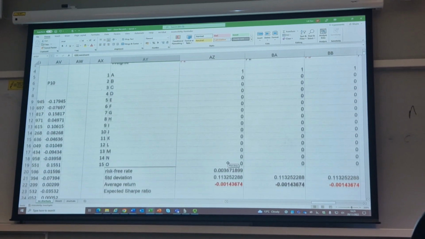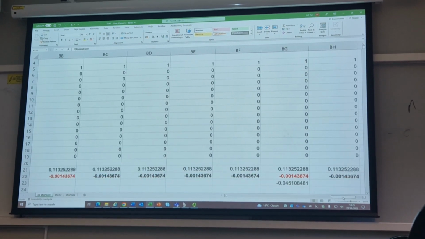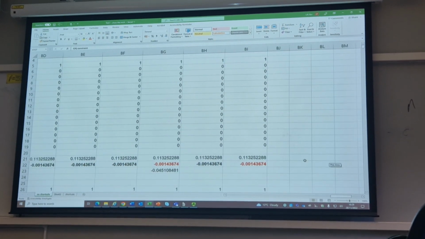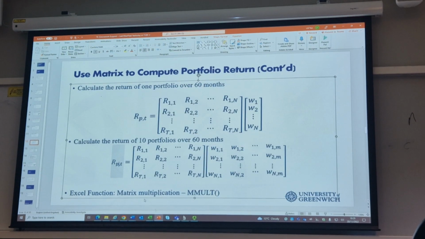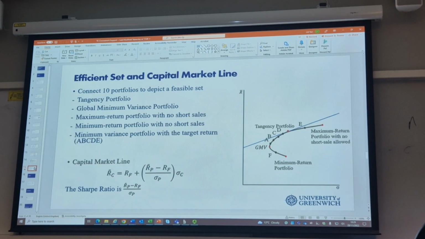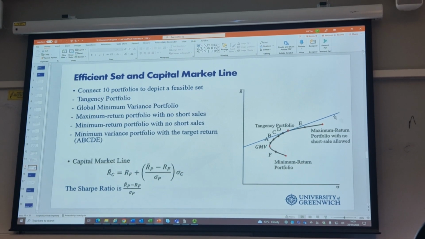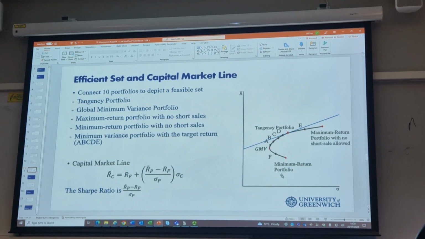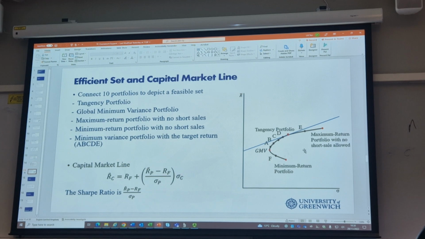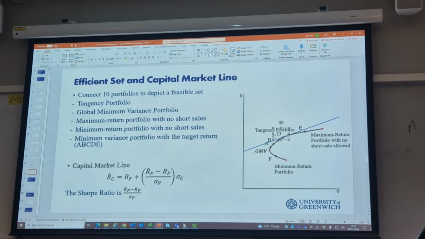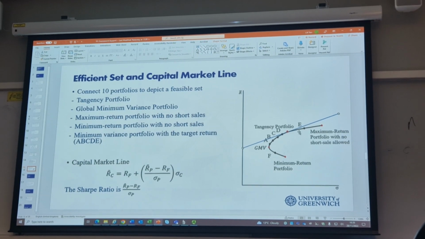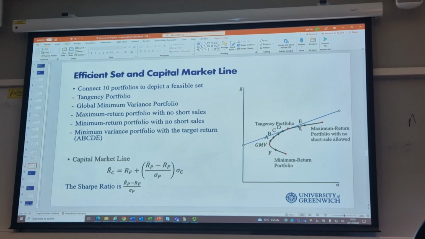Now, another one, so this is the optimal portfolio. We need to construct a few portfolios, right? So these are the 10 portfolios that we need to construct. 4 of them are very straightforward, very clear. So first one, the tangency portfolio. Remember, this is the portfolio that generates the highest Sharpe ratio.